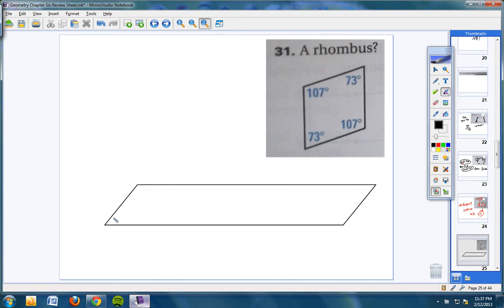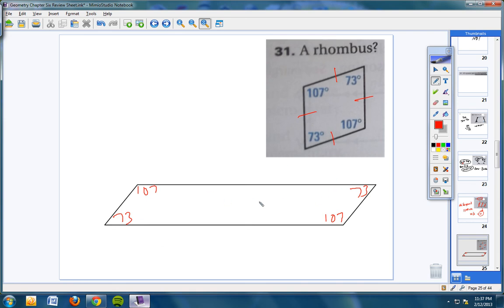And still have 73 degrees right here, and still have 73 here. And still have 107 here and 107 here. Okay, look, this could be a rhombus. It looks like it, but we don't know for sure unless we know that all four sides are congruent. And we do not know that. So you cannot state that this is a rhombus for sure. Might be, might not be.